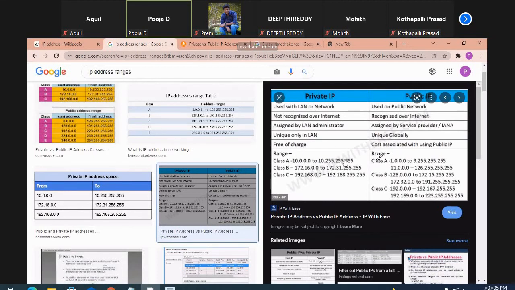Private IP is free of charge and there is a cost associated with public IP. You will get private IP free of cost, and to get a public IP address you need to pay something, right? So these are the ranges. If you observe these ranges, the IP address starts from 0.0. Here your public IP address will start from 0, or you can take 1. So 1 to 9.255.255.255.